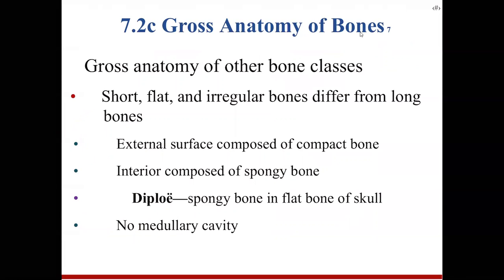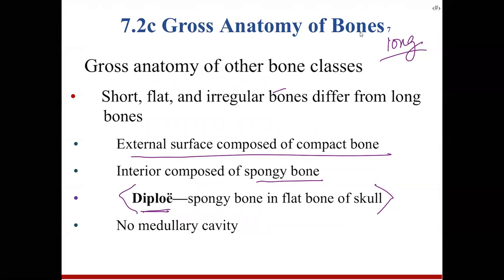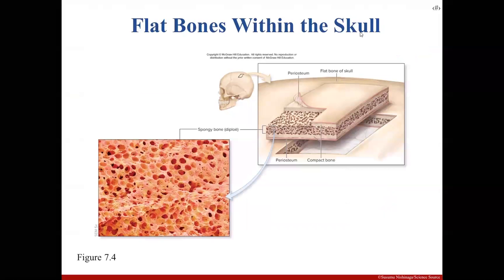Okay, now, gross anatomy of other bone classes. So we talked about the gross anatomy of a long bone. Okay, so we talked about all those parts of a long bone. So if you have a flat bone, okay, the external part is compact bone and the internal part is the spongy bone. They've given the spongy bone in the flat bones of the skull a special name, so diploe. Okay, and these bones don't have a medullary cavity. Okay, so here's kind of, if you took the skull and you cut a layer through it, you'd have the periosteum on the outside. Okay, there's compact bone, and then here's the spongy bone.